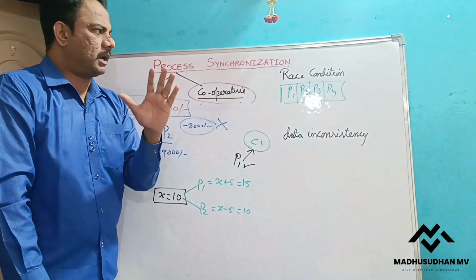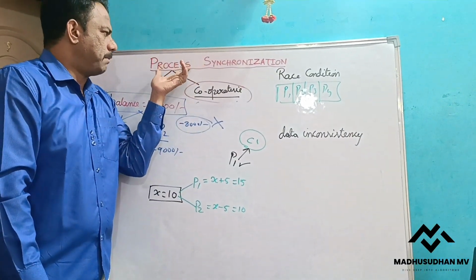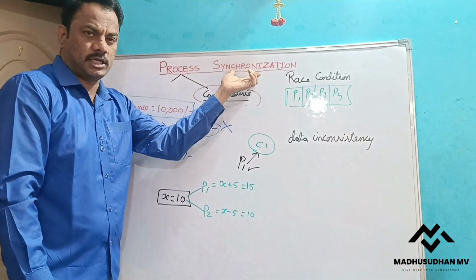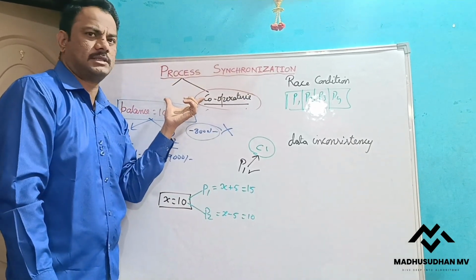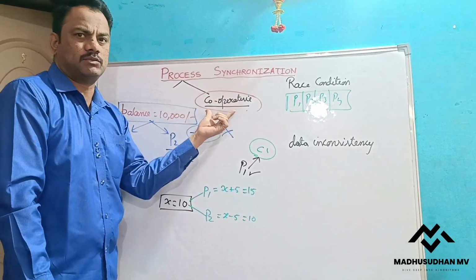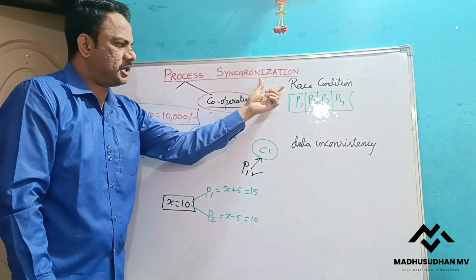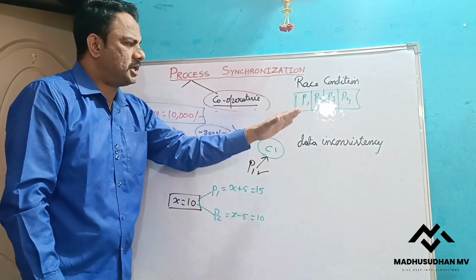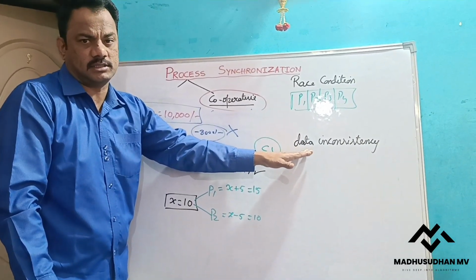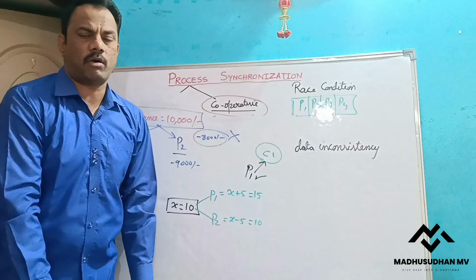So hope you people understood what we mean by process, what we mean by synchronization, what the two different types of processes are, how cooperative processes work, and what we mean by race condition, and how this race condition leads to data inconsistency. Hope you people understood.